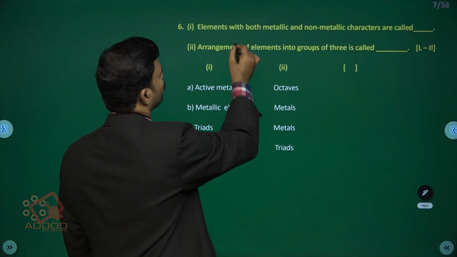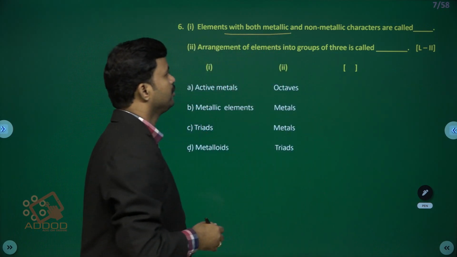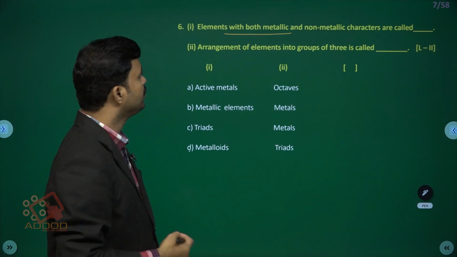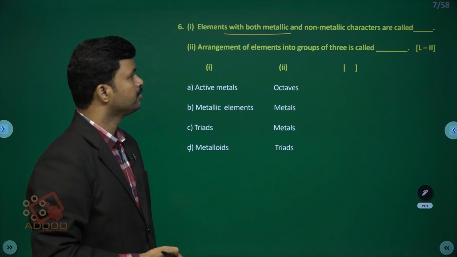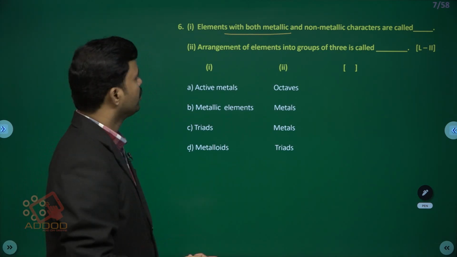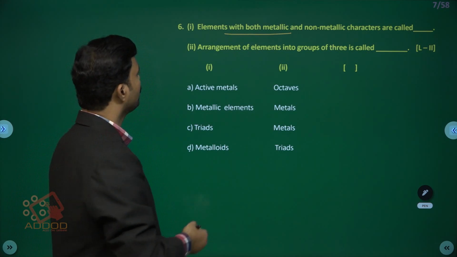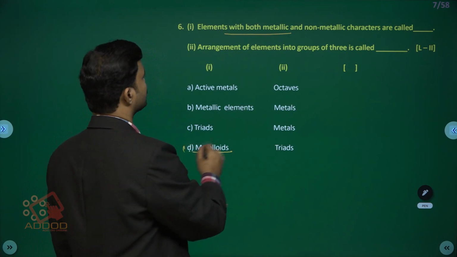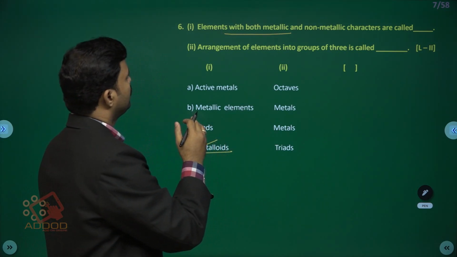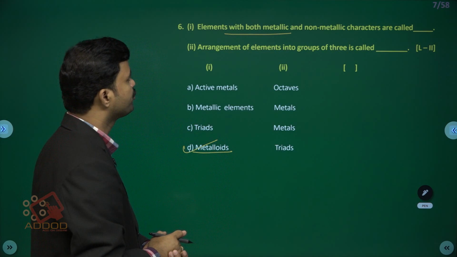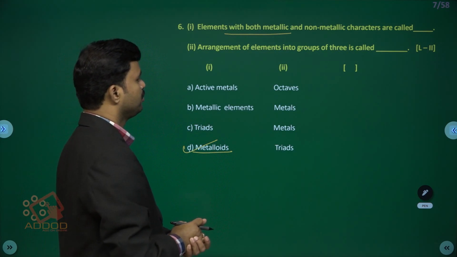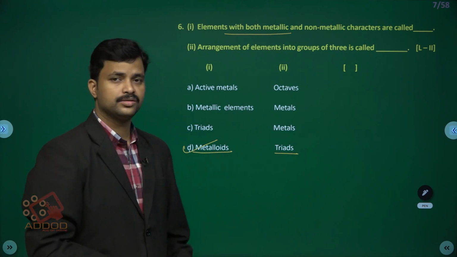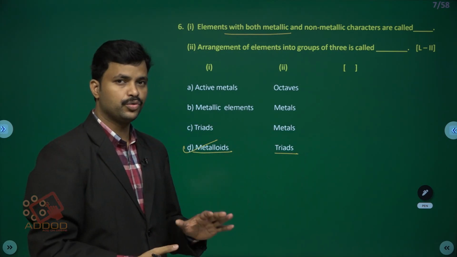Elements with both metallic and non-metallic characters are called what? Elements with both metallic and non-metallic characters are called metalloids, like silicon and germanium. Arrangement of elements into groups of 3 is called a triad, correct? So option D. We need to know the statement's meaning.